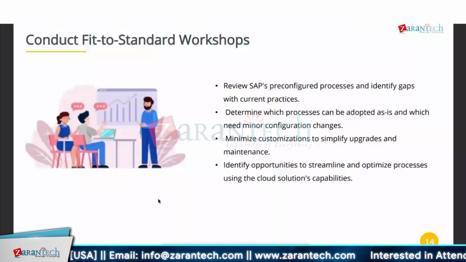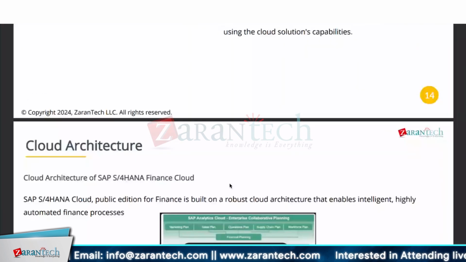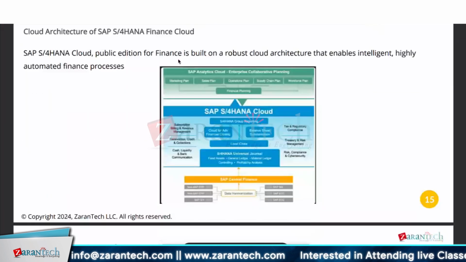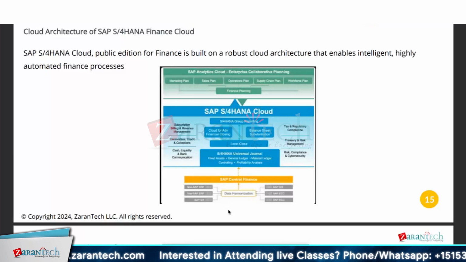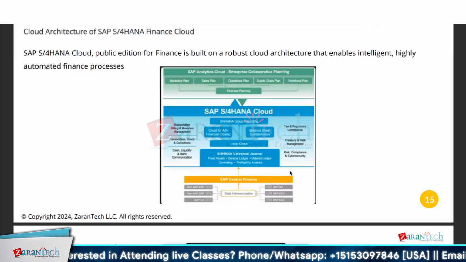Coming to here, this is the cloud architecture. So if you see, this is the cloud architecture. Now, any architecture you take will have certain downstream systems, middleware, and upstream, right? So here also, the downstream is this one. This part is your downstream.